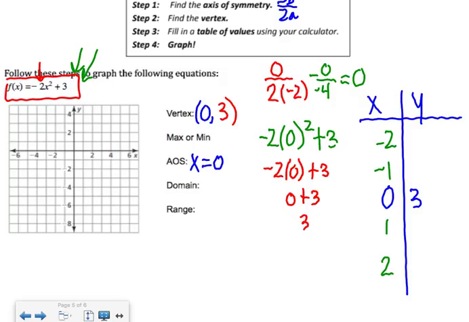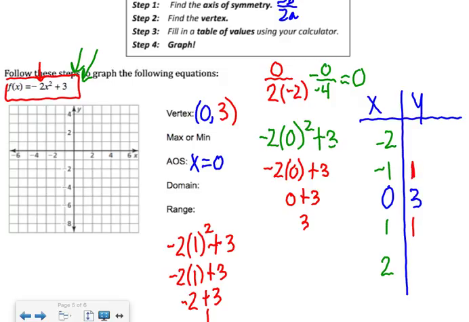So if I plug in a 1, I'm going to have negative 2 times 1 squared plus 3. Well, 1 squared is just 1, so I have negative 2 times 1 plus 3. Negative 2 times 1 is negative 2, plus 3. Well, negative 2 plus 3 is just a 1. So I know I have 1, 1. And remember, this number is the same as this one right here. Perfect. So far, so good. Now we've got to find one more number.